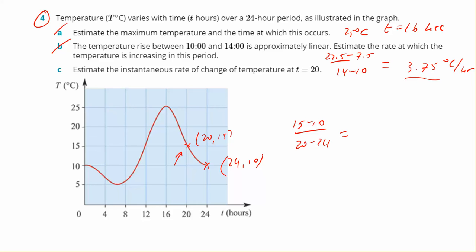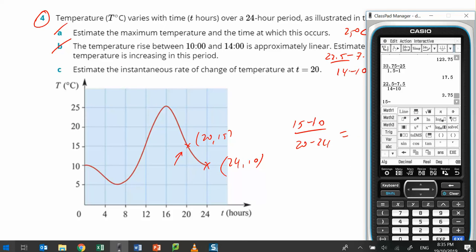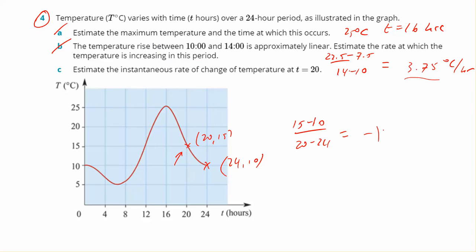So y2 minus y1 over x2 minus x1. Okay, so what's on the calculator? 15 minus 10 divided by 20 minus 24. It's negative 1.25 degrees Celsius per hour. Okay. Now again, your guess might be different to the book's. The book might choose this as the second point. I can't guess what the book would choose, but on the test or SAC, if you choose a reasonable point and you get it right, then that's acceptable.